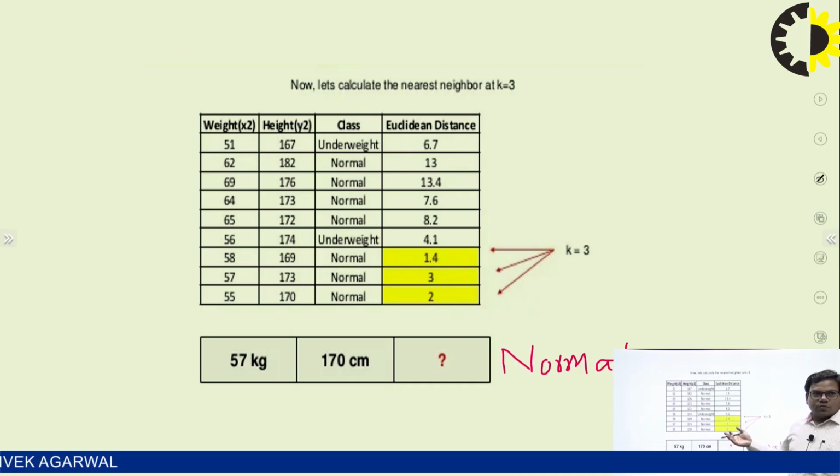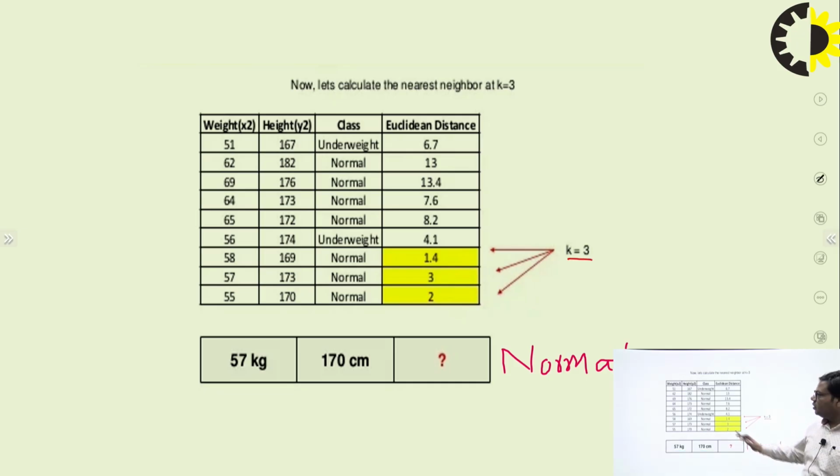I have solved this one, so I just need to clarify a few things. Suppose k is equal to 3. After calculating the Euclidean distance, we are having these three nearest neighbors. The class of all 3 is normal, normal, normal. So the frequency of normal is highest and there is zero frequency of the other class, that is underweight. So the outcome for this query point would be normal.